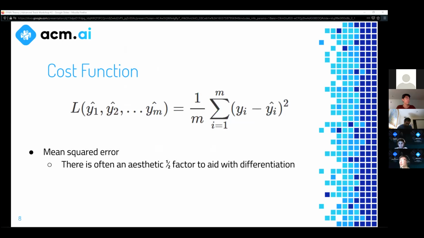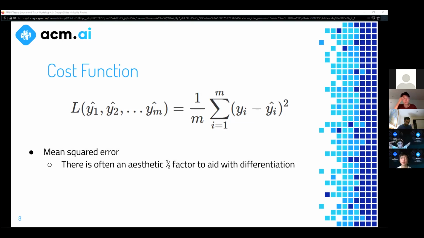Right. So now that we have the hypothesis function, we need a way of determining how close our predictions are to the ground truth. And that's the role of the cost function. In this case, there's more than one possible cost function. The cost function we're showing here is mean squared error. It's mean squared error because we're taking the error, which is y minus y hat, and taking the square of that. So it's sort of like taking the absolute value. And then we're averaging that across all the samples in our training data set.